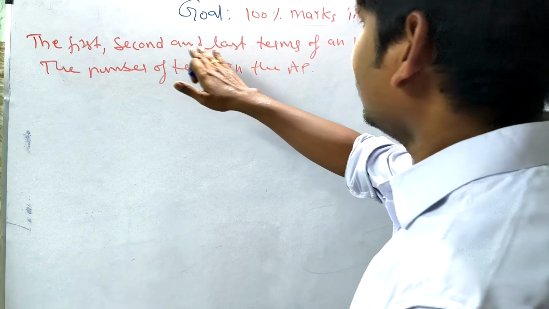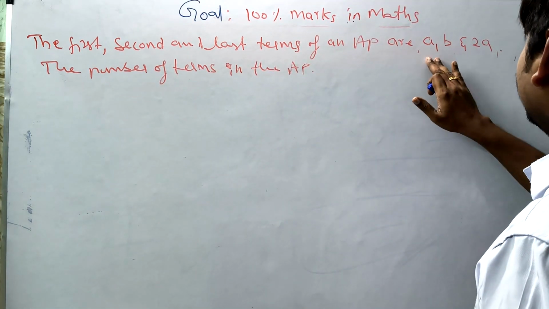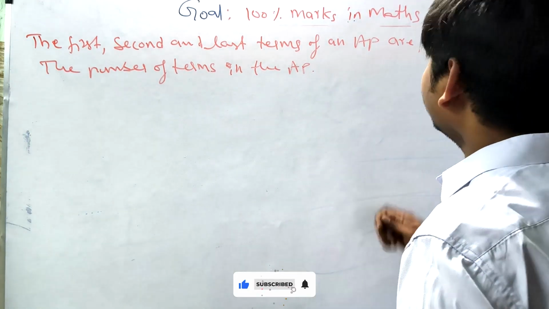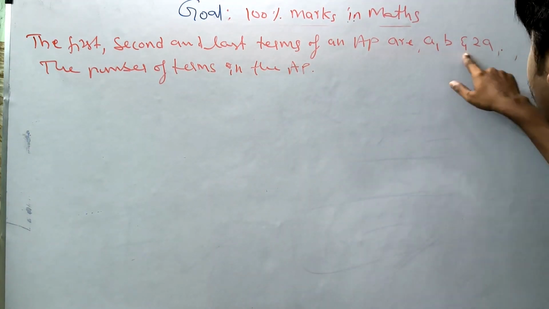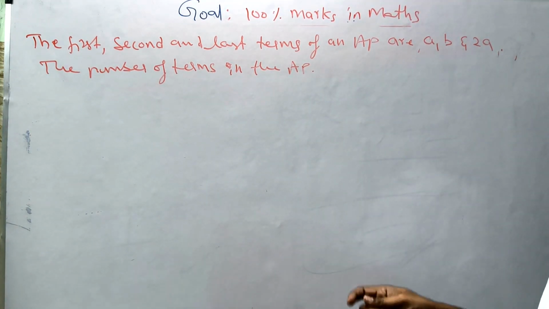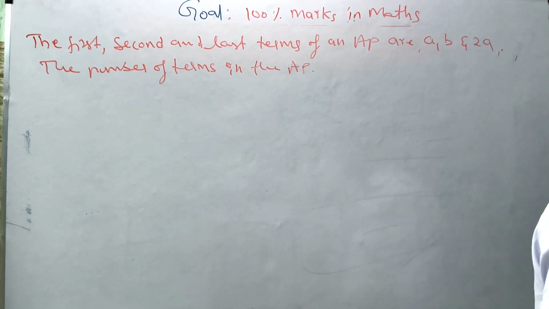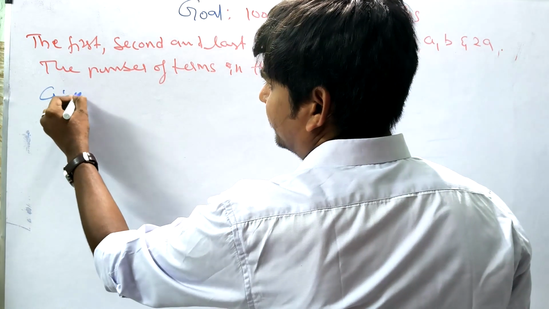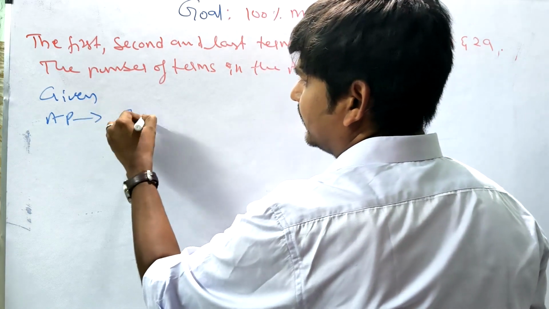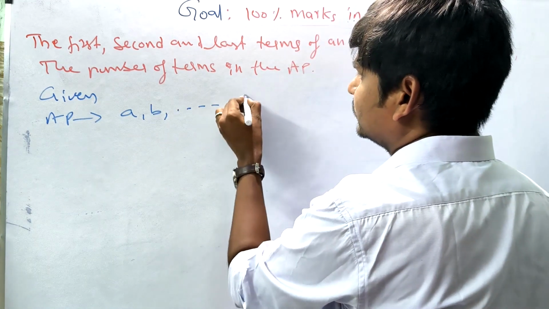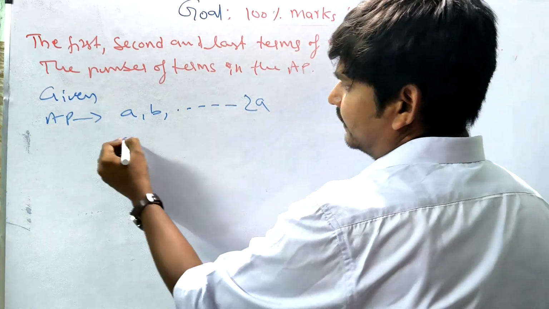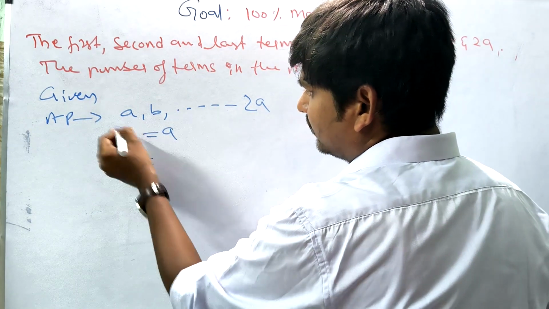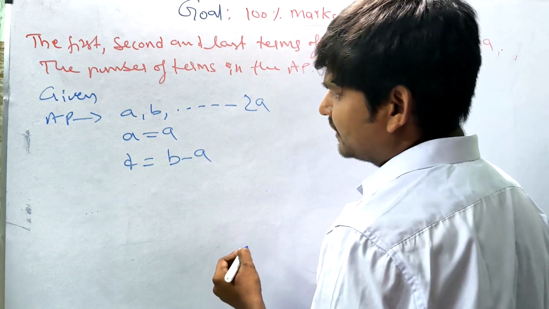The first, second and the last terms of an AP are a, b and 2a. Find the number of terms in that AP. Here the first term is given, the second term is given, and the last term is also given. Now we have to find out how many terms there are, that is, we have to find n. See here, the given AP is a, b, and so on to 2a, where the first term is equal to a. Next, d is equal to t2 minus t1, that is b minus a.